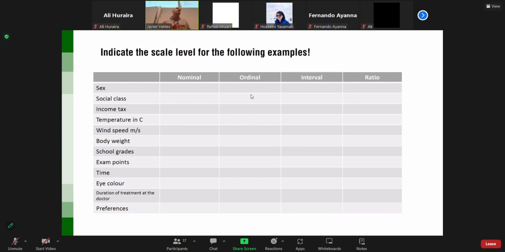It depends, exactly. It can be a ratio, or it can be an interval, or it can be an ordinal, depending on which school system you are in. Here, I was thinking more of A, B, C, D, and so on. What would you say if it is A, B, C, D? Ordinal, right. Exam points. No, because if you have 0 points, then you have 0 points. Yeah.